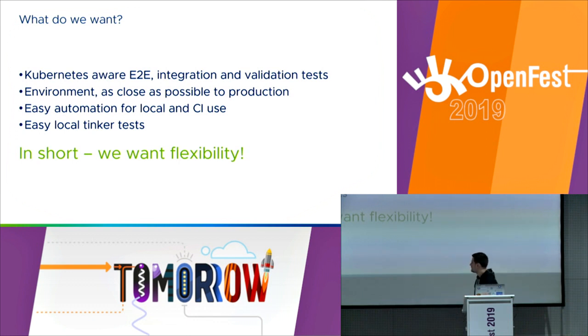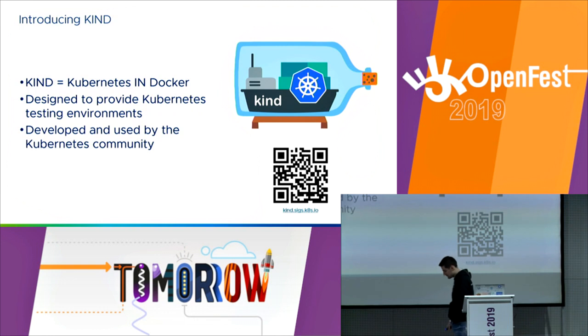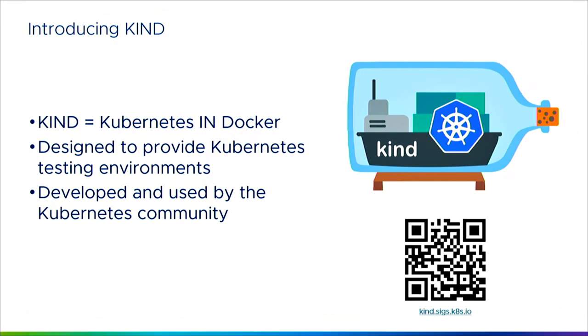So let's start talking about kind. Kind is actually an acronym. It stands for Kubernetes in Docker, and it is a provisioning tool that allows you to run Kubernetes clusters, including multi-node Kubernetes clusters, inside Docker containers. So each node of the cluster is actually a Docker container.